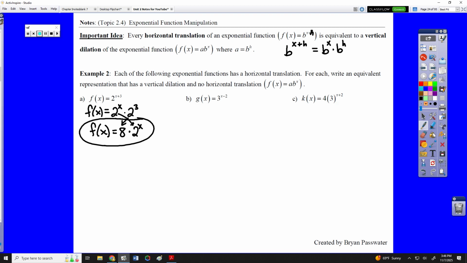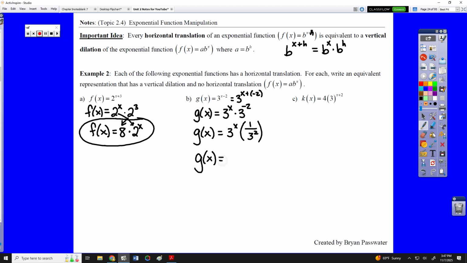So let's do that again for the next one, for g of x. Remember that x minus 2 is the same as x plus negative 2. As a result, we can write that as 3 to the x times 3 to the negative second power. We should remember that 3 to the negative second power, a negative exponent, is nothing more than 1 over a positive exponent. So we can rewrite this as 1/9 times 3 to the x power, which again has a vertical dilation of factor 1/9 and no horizontal translation.